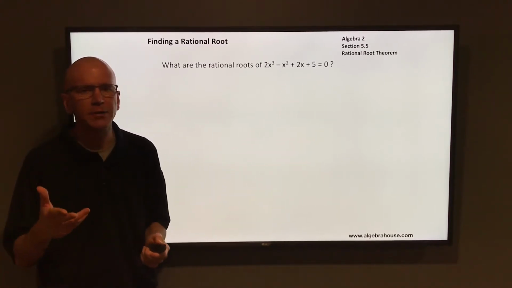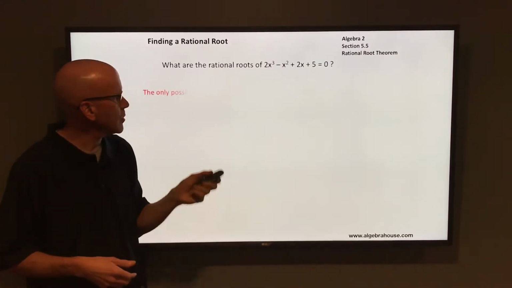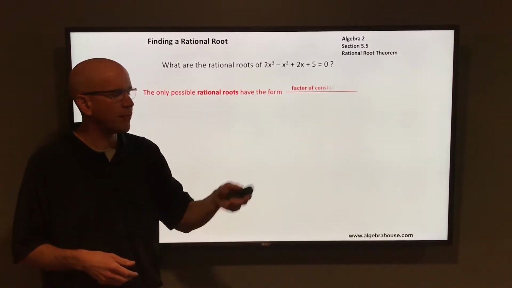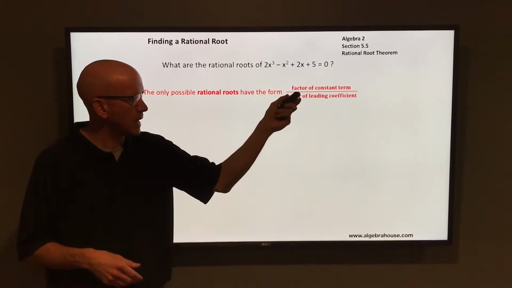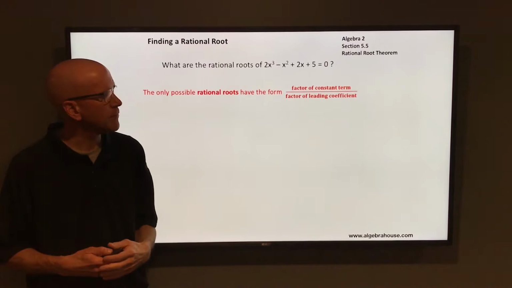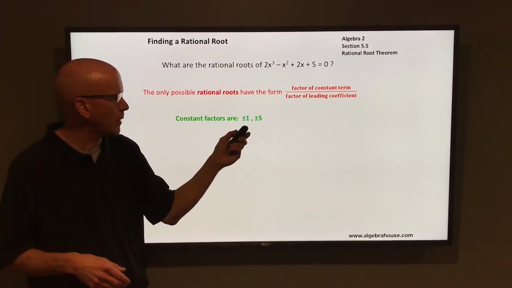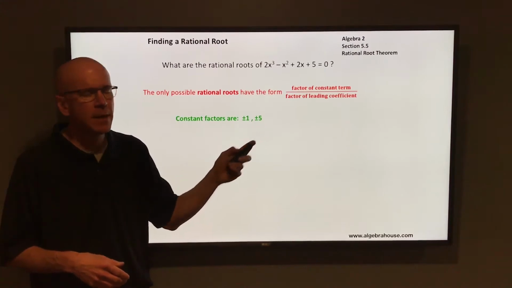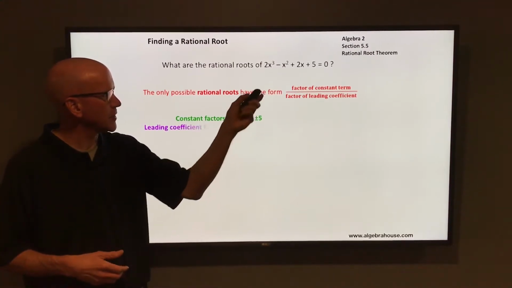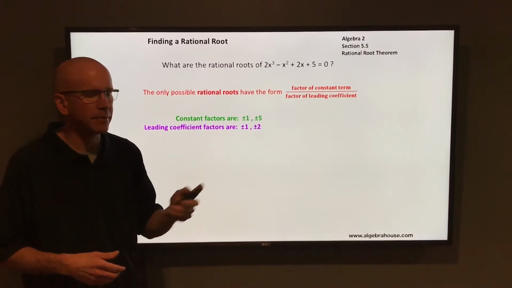So we're finding the rational values of x that make the y value equal to 0. Well, the only possible rational roots have the form of taking the factors of the constant term over the factors of the leading coefficient. So factors of the constant term, factors of 5, could be positive or negative 1 or positive or negative 5. And the factors of the leading coefficient, factors of 2, could be positive or negative 1 or positive or negative 2.